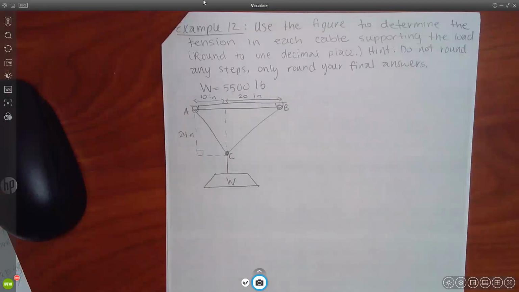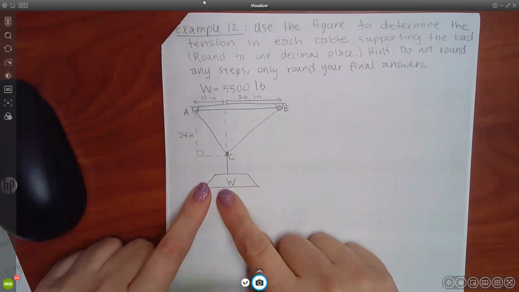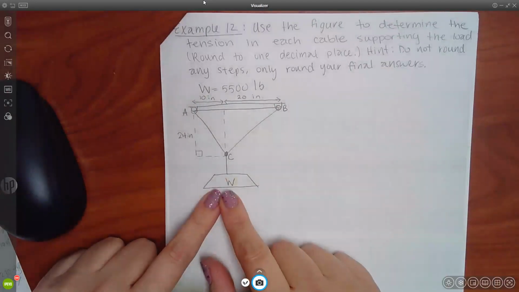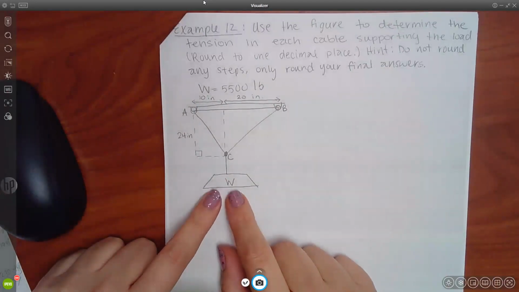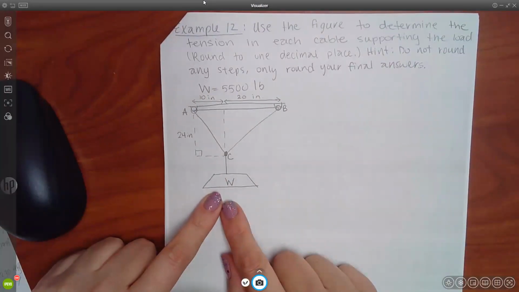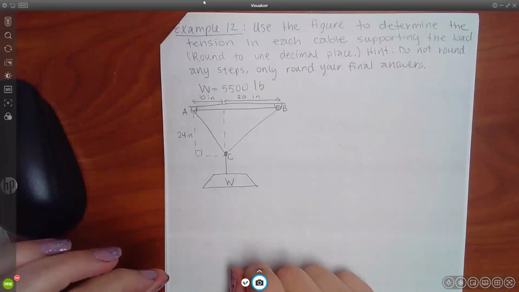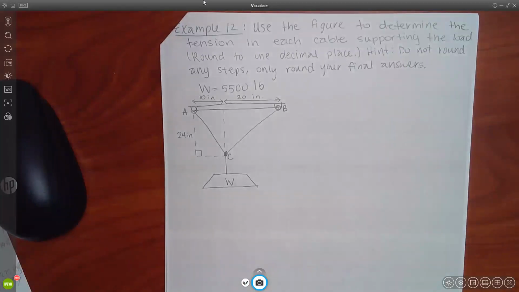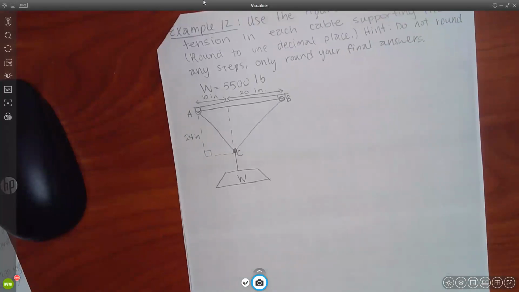So the problem says, use the figure to determine the tension in each cable supporting this load here. So this is what they're carrying, okay? And it wants me to round it to one decimal. And it says hint, do not round. This is my hint, by the way. It doesn't say that in WebAssign, okay? This is just me telling you. Do not round any steps, only round your final answers, okay? I know it's annoying to write all those digits, but I promise this one I did it by rounding it and then I got it wrong, even though I was off by just a tiny smidget, okay? So make sure that you don't round until the very end.